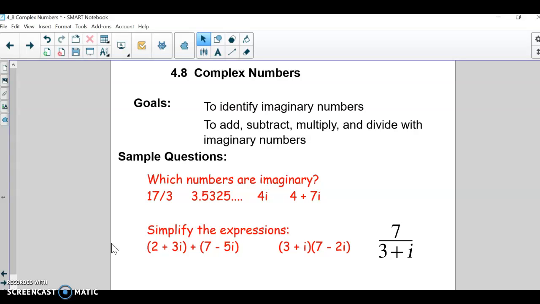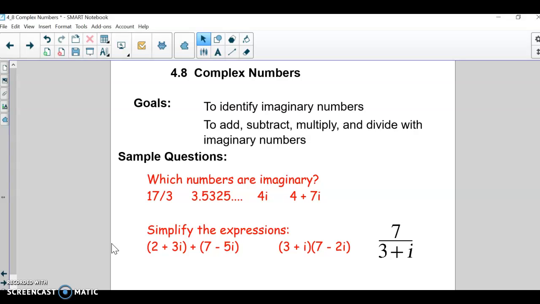All right, hello. Welcome to section 4.8. We are going a little bit out of order here. We skipped 4.7, but we'll come back to it. That's going to be the quadratic formula. But we wanted to do a little bit about imaginary numbers before we get into that quadratic formula stuff.